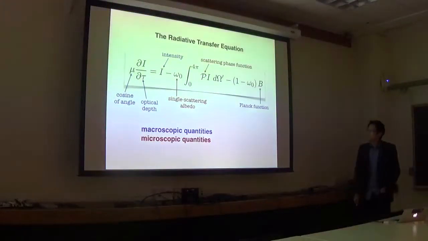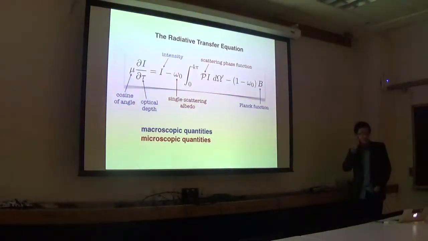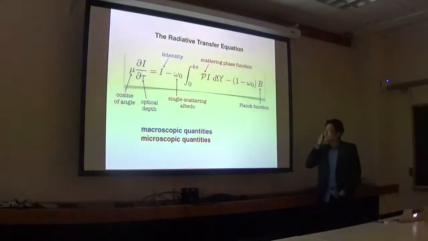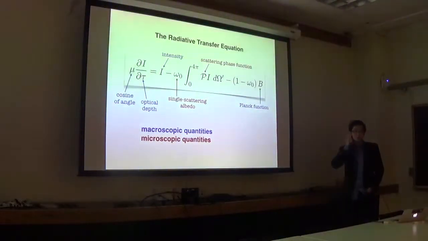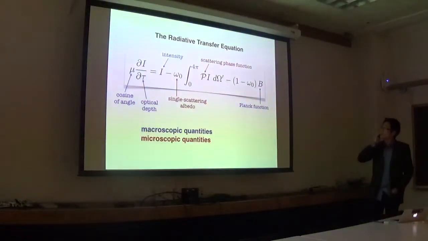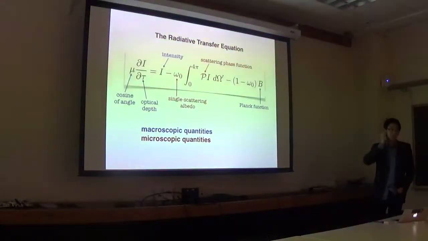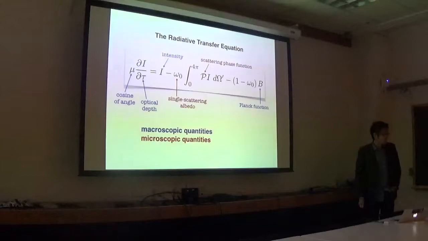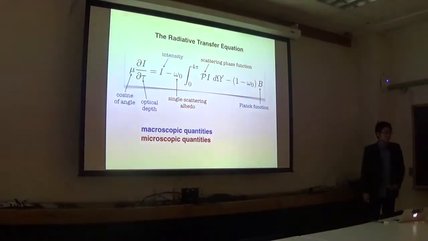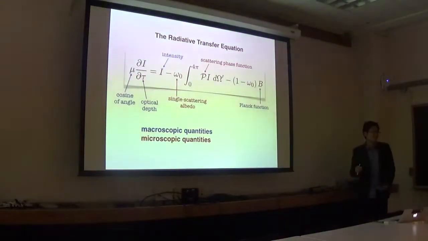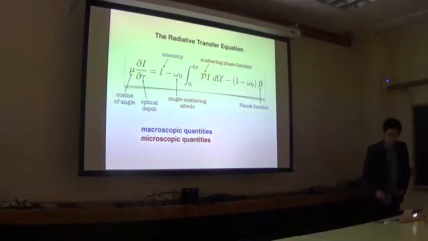And so I found it helpful, or at least when I teach a class on this, to think of it as microscopic and macroscopic quantities. So I tend to think of the single scattering albedo and the phase function as microscopic quantities, and the rest as macroscopic quantities. Is stimulated emission part of this or not? No, it's not part of this. You don't have stimulation. There are some assumptions taken with this. Stimulated emission is not part of this, and this is the time-independent version of the radiative transfer equation. There's a time-dependent version, which I'm not talking about.